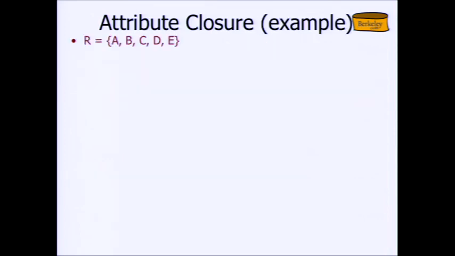All right, so let's look at an example. Here's the relation R. It's got 5 attributes, A, B, C, D, and E. It's a very inspiring relation. Matches a lot of real-world scenarios.